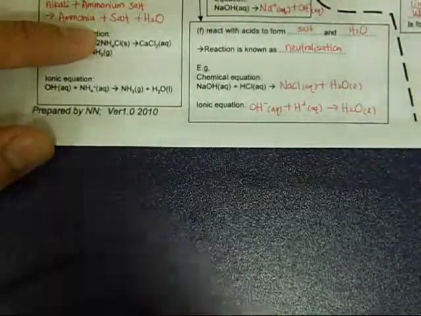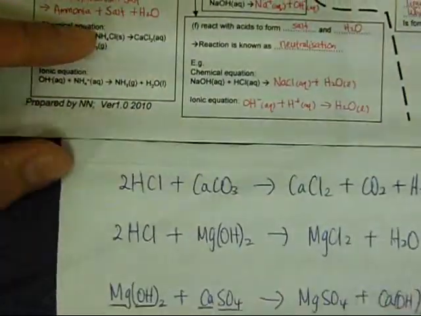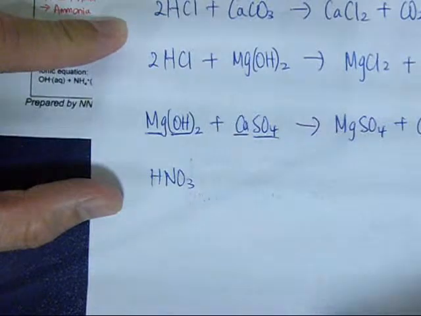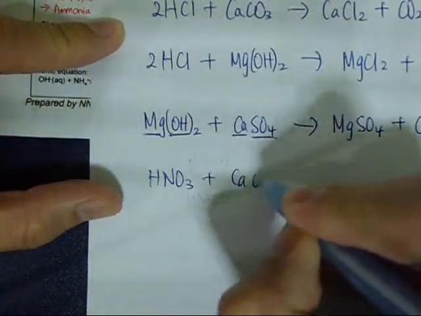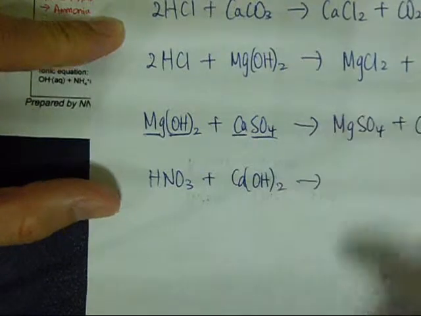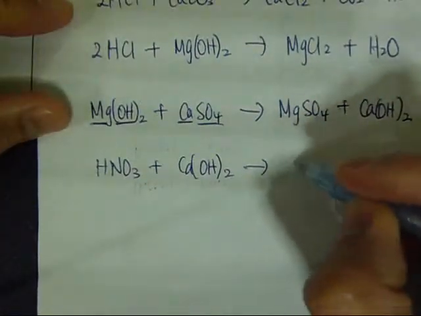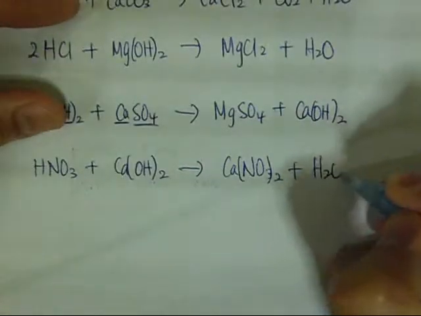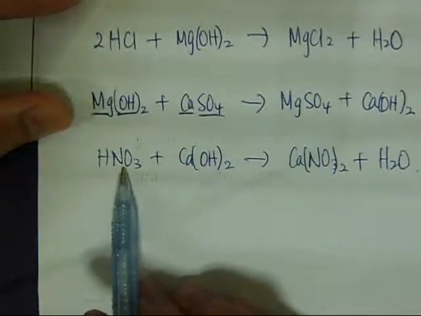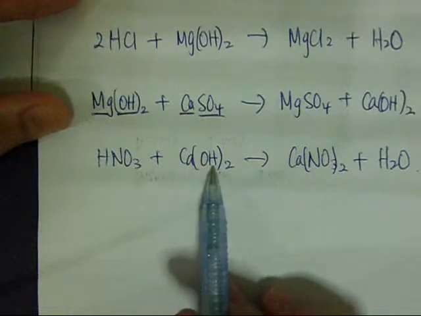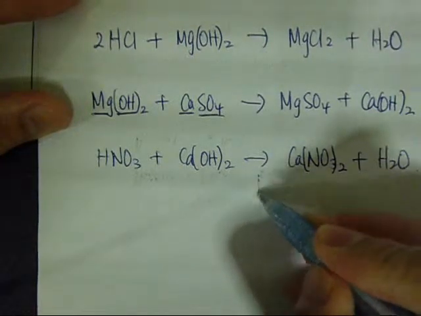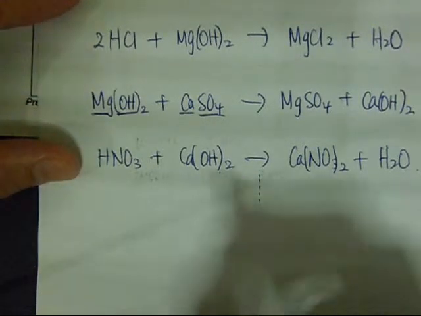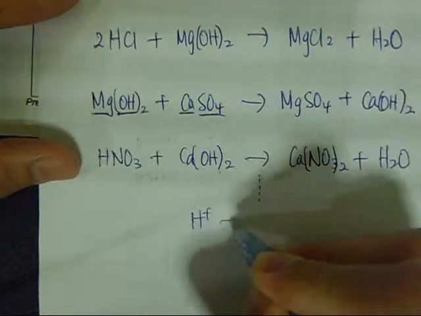I can give you another example that involves acid and alkali. You can have nitric acid plus alkali, calcium hydroxide is an alkali, and you get a salt, which is calcium nitrate, and you get water. So this is actually an acid alkali reaction or neutralization reaction. If you write the ionic equation, which involves some steps here, the ionic equation that you get at the end must be like this.